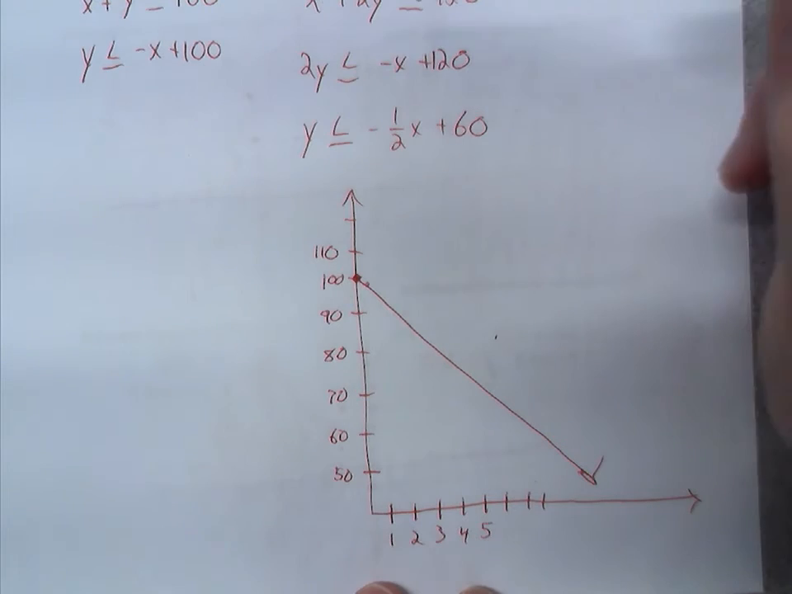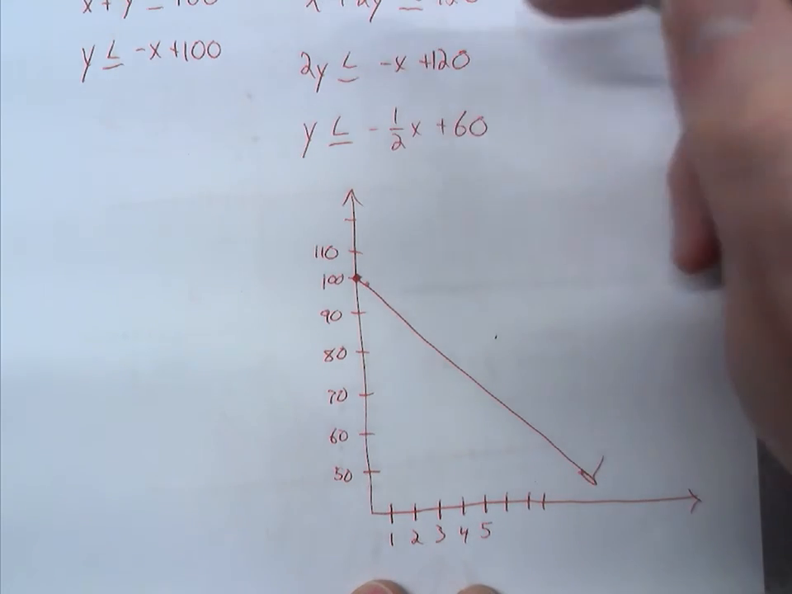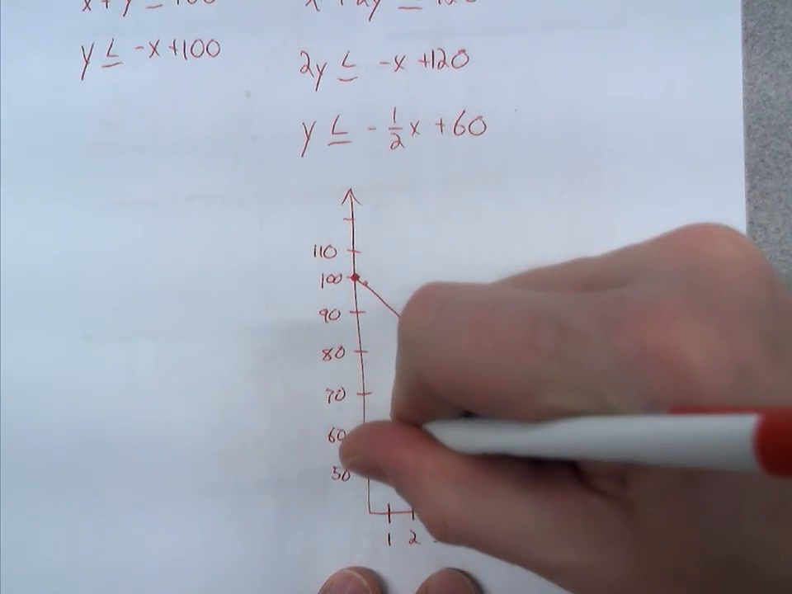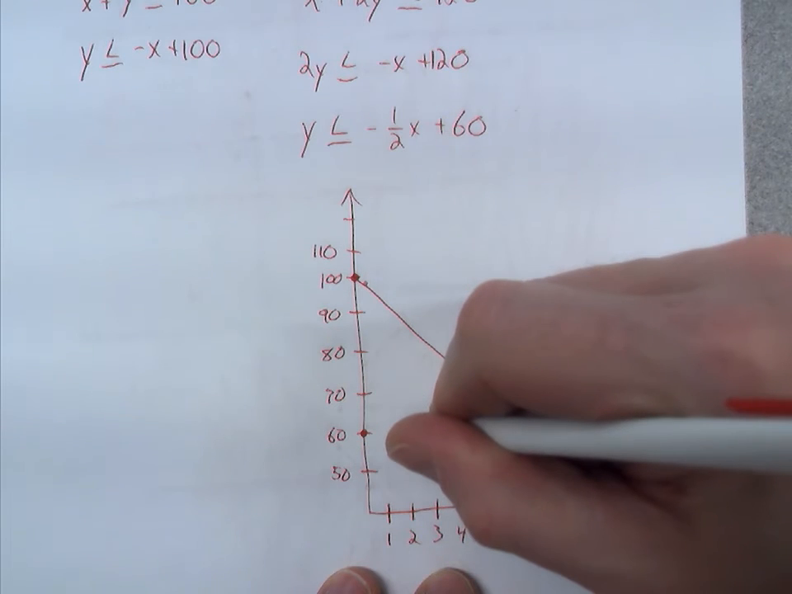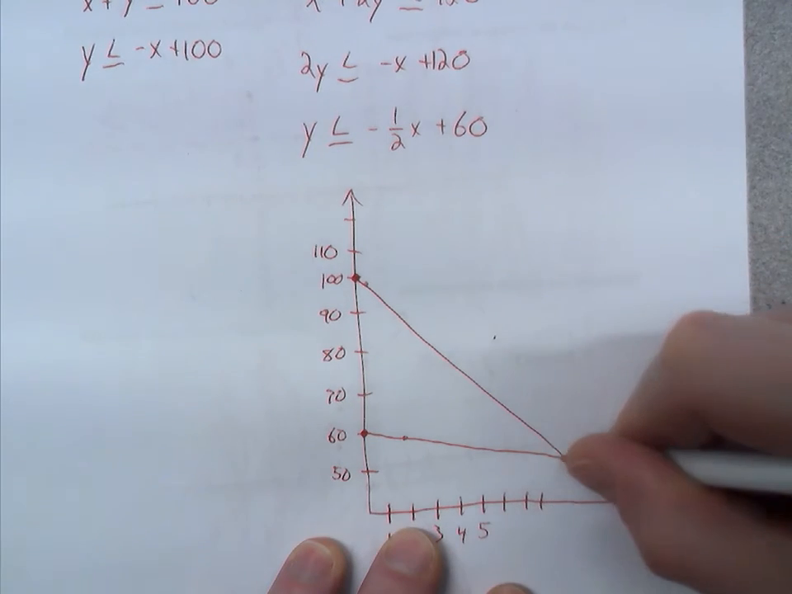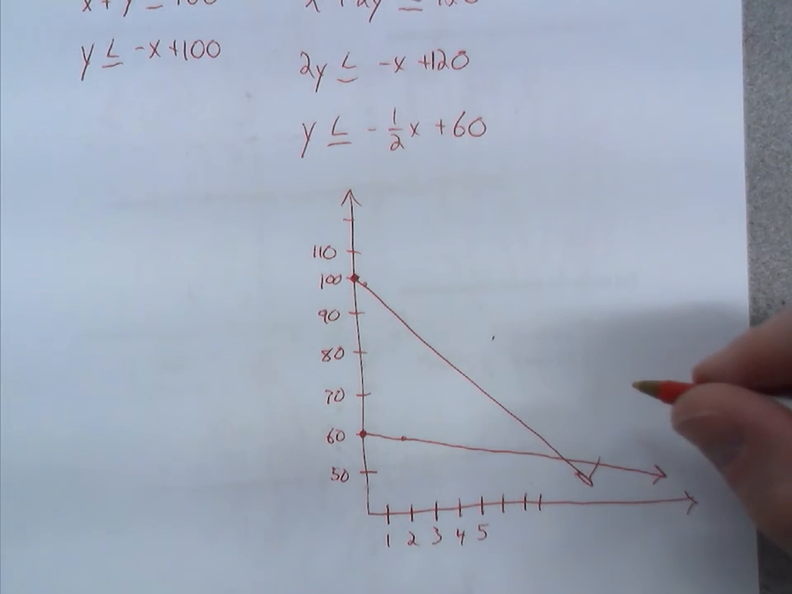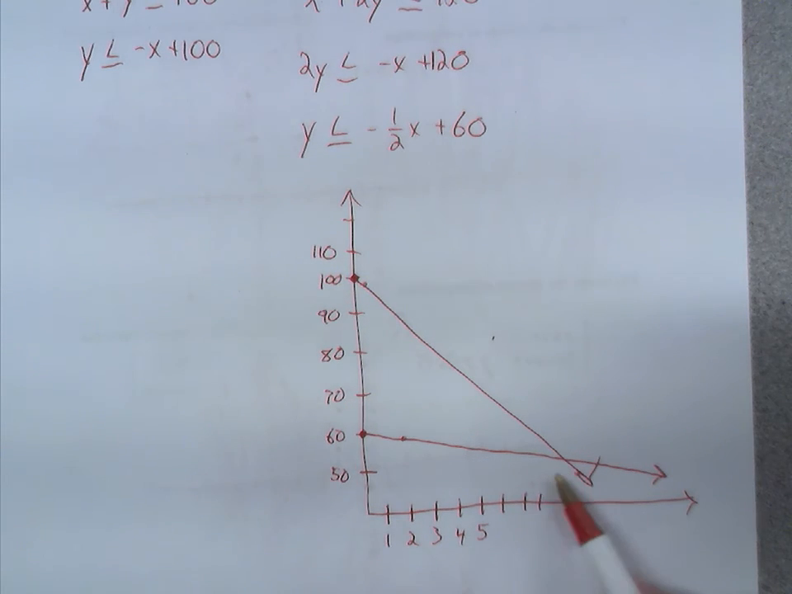And then for the other one, y is less than or equal to negative 1/2 x plus 60. Again, start at 60, and we know every time we go over 2, we're only going down 1. So it's a much more gradual decline. And we know that below these quantities, that's where this is going to end up showing us what they can actually make in this factory in terms of microchips. All right.